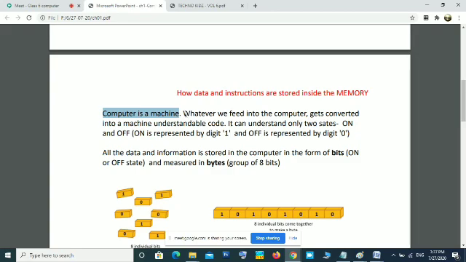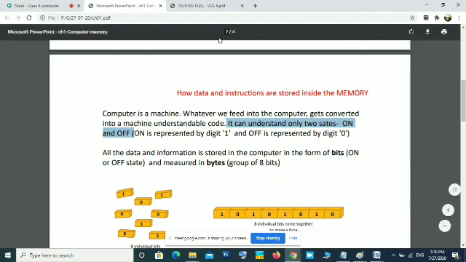So the computer is a machine. Whatever we feed into the computer gets converted into machine-understandable code, that is, some voltages. No other thing does the computer understand. So it can understand only two states, on and off. Either voltage or power is there, or no power. If power is there, we call it the on state. If no power, that means off. So two states are there.